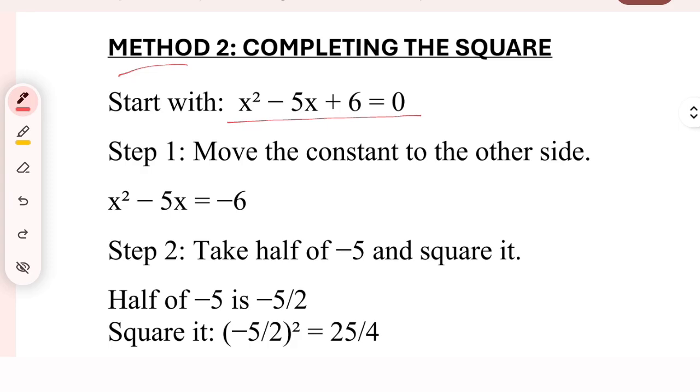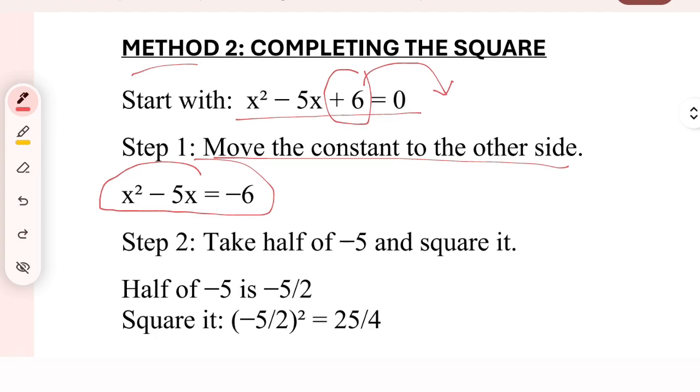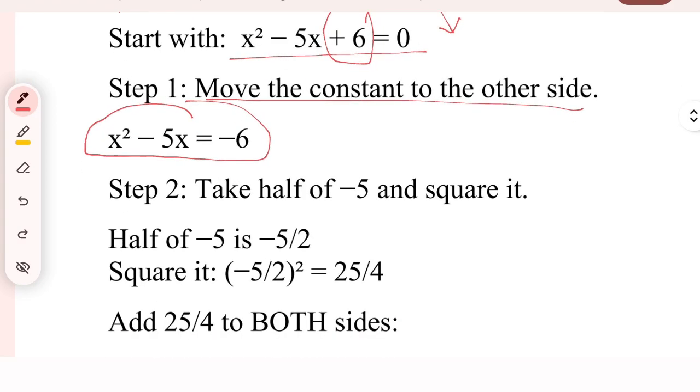What we will do is we will move the constant to the other side, meaning we will move positive 6 to the other side of the equation. So it becomes like this, right? x squared minus 5x. And since we move it to the other side, it will become negative 6. All right? So what will we do next to complete the square?